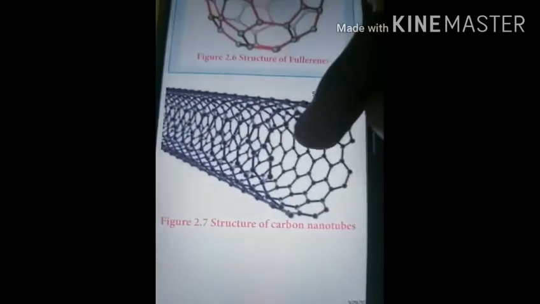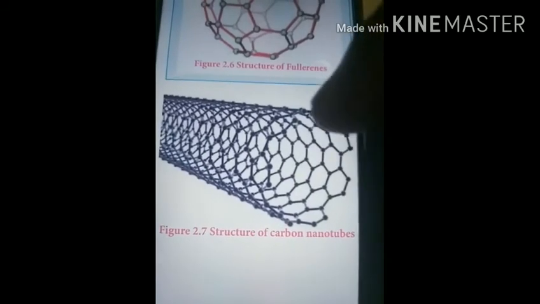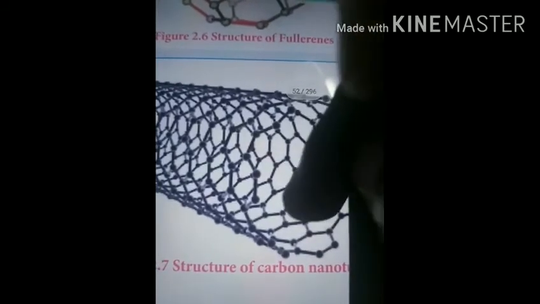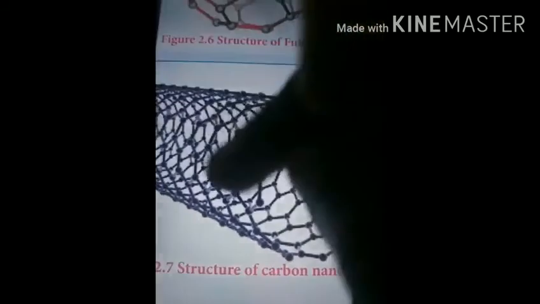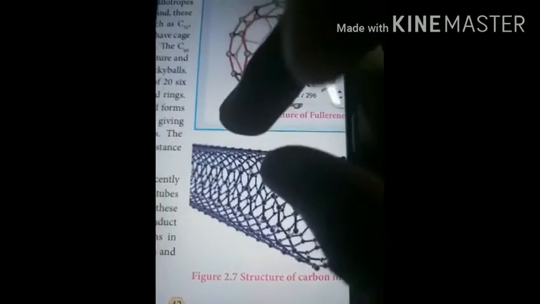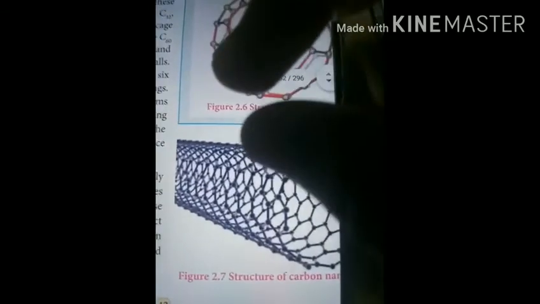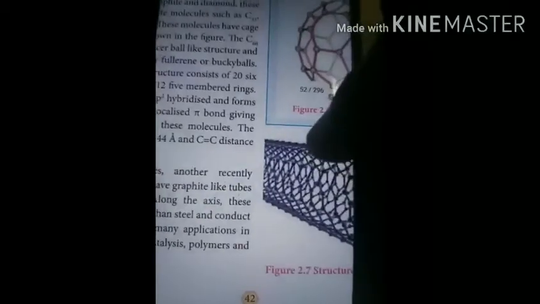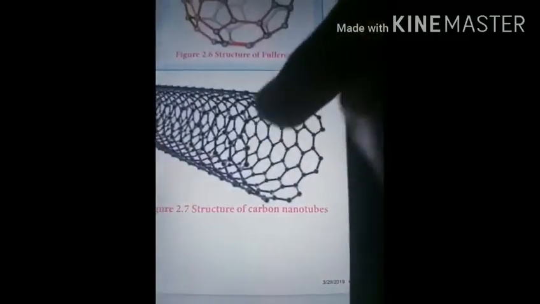Another important allotrope of carbon is carbon nanotubes. The carbon hexagon rings form like a tube, so this is called a nanotube. Why are they called nanotubes? Their size is in the nano range, that is 10 to the power of minus 9. So they are called carbon nanotubes. These are some of the allotropes of carbon.